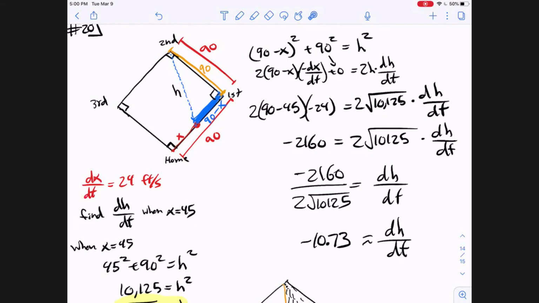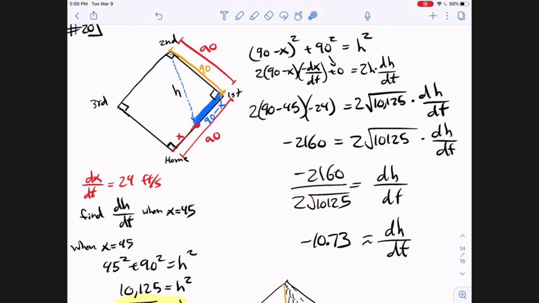We have a negative rate of change because h is getting smaller. dH over dt means how fast is h getting smaller and smaller? It's getting smaller and smaller over this 10-second video that you're watching, so it's negative. If you're getting further and further away from second base, then it's going to be positive.